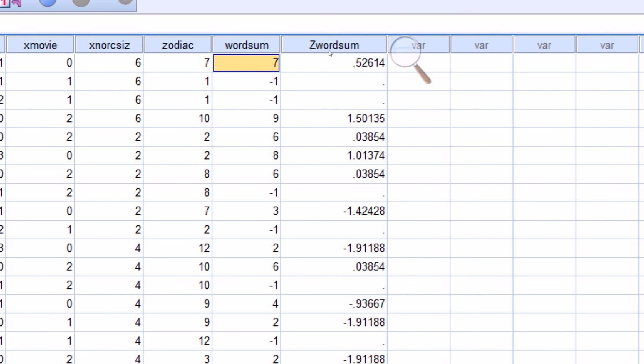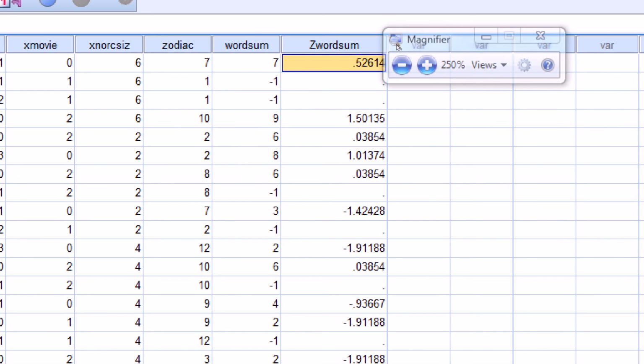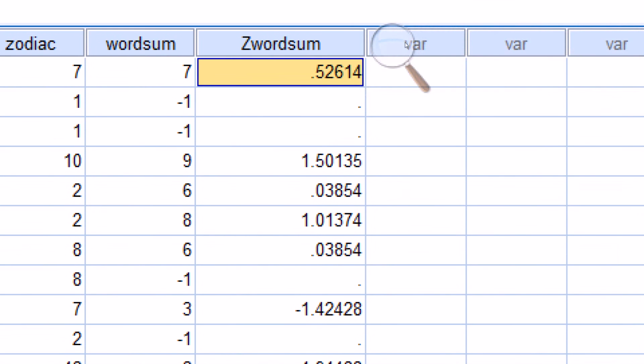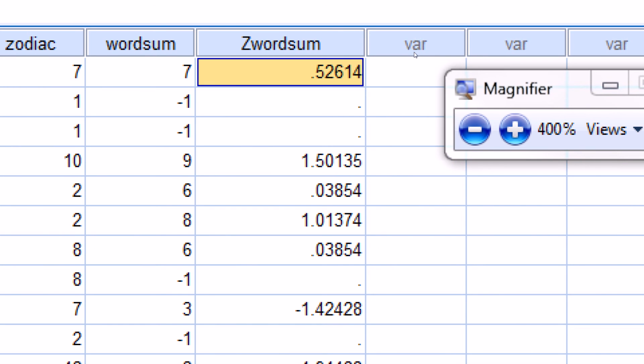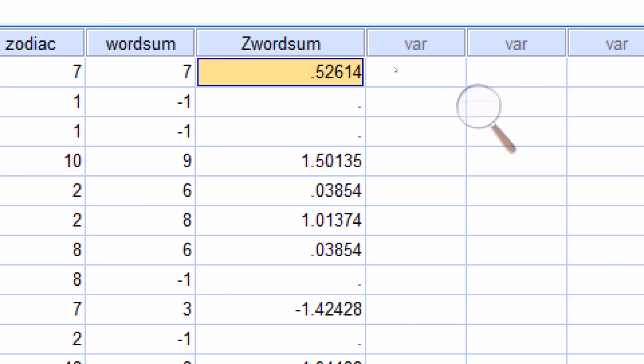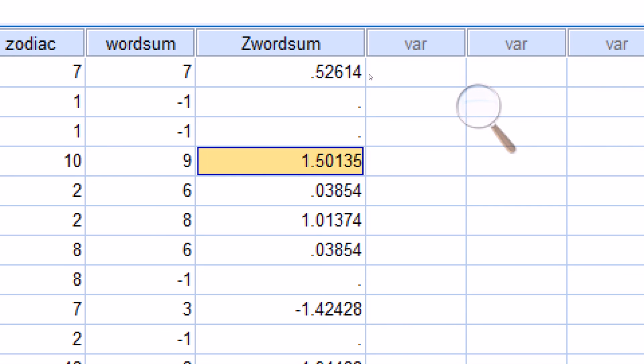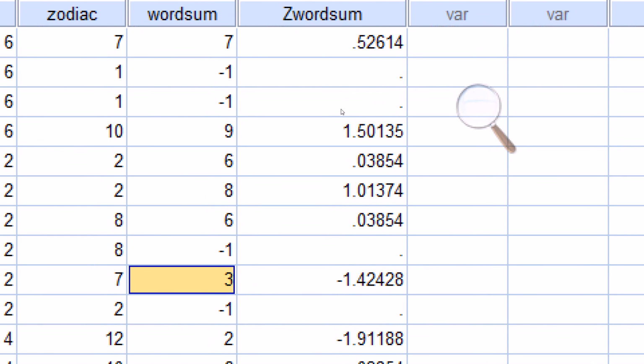So here's a value of 7 on word sum. The standardized version is 0.5268614. And that basically means that 7 is about a half of a standard deviation above the mean. Here's 9. 9 is about 1.5 standard deviations above the mean. 6 is about 0.3 standard deviations above the mean. 3 is less than the mean, right? So 3 is 1.4 standard deviations below the mean.